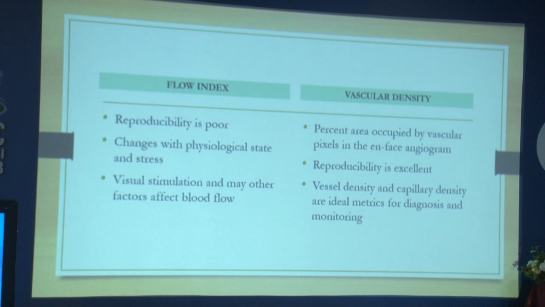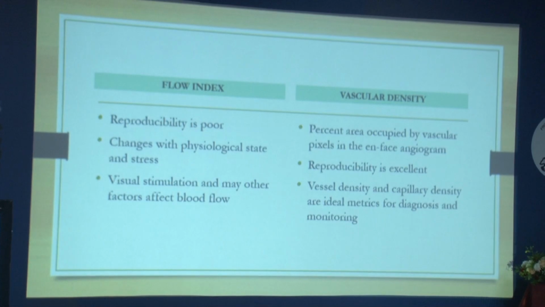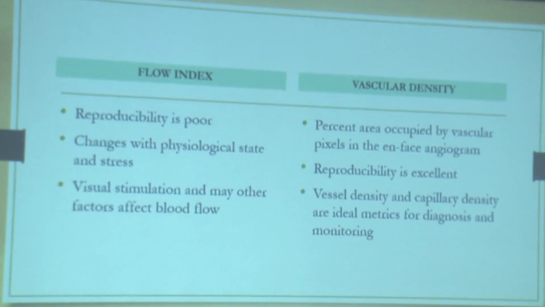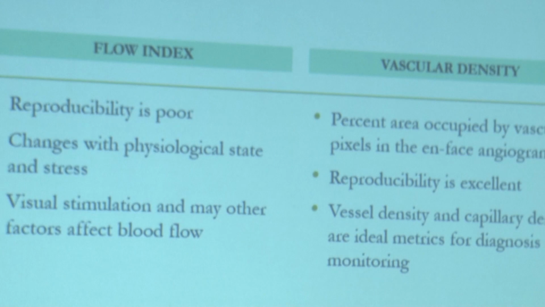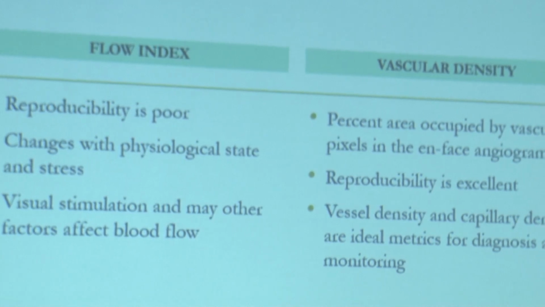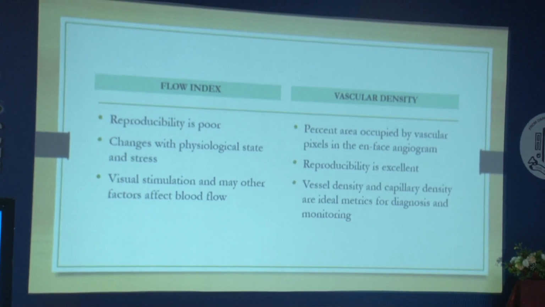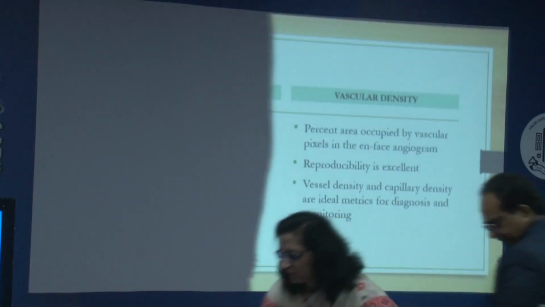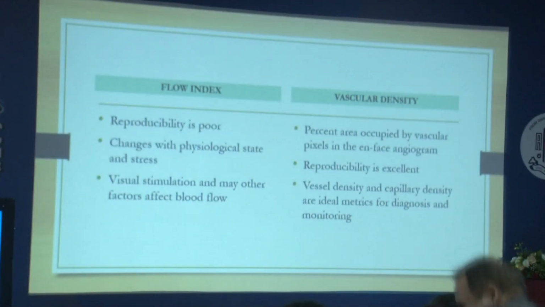Flow index we generally don't use much in glaucoma because the reproducibility is poor, and there are changes in the physiological state or stress also. If one person goes for a run and comes back and then takes an OCT angio, the flow index will be much more increased. So the variability is much higher. The vascular density is much more specific for glaucoma. It's a percentage of area occupied by the vascular pixels in the en face angiogram. The reproducibility is better, and it is used for the diagnosis and monitoring.